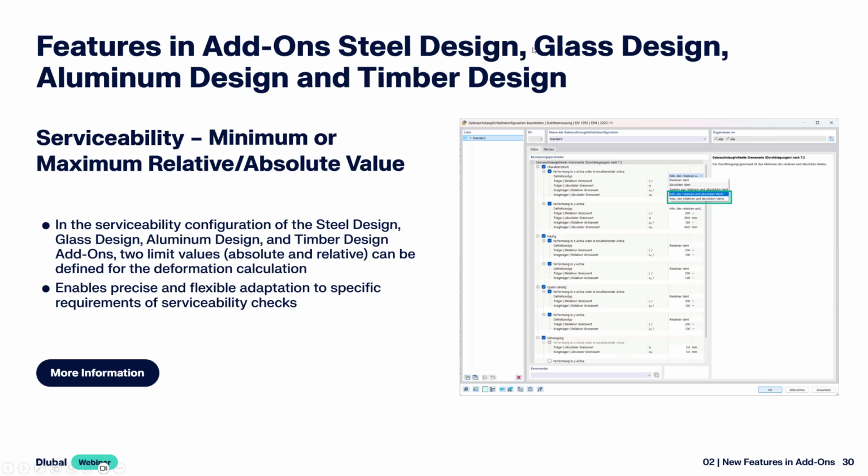Features in the add-on: steel design, glass design, aluminum design, and timber design. The features serviceability, minimum or maximum relative absolute value. As an example, you have a single span beam. The maximum deformation should be L divided by 300, but also the maximum deformation should be, for example, 20 millimeters. Yeah? And you can define this value now also here.